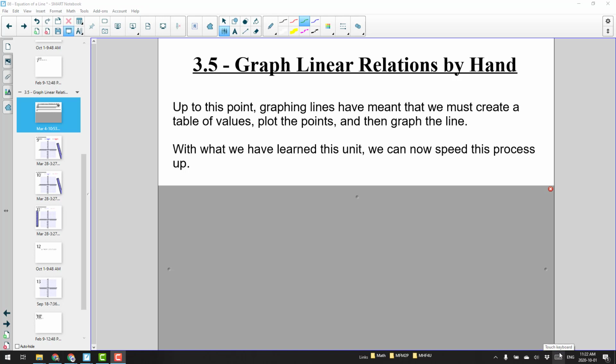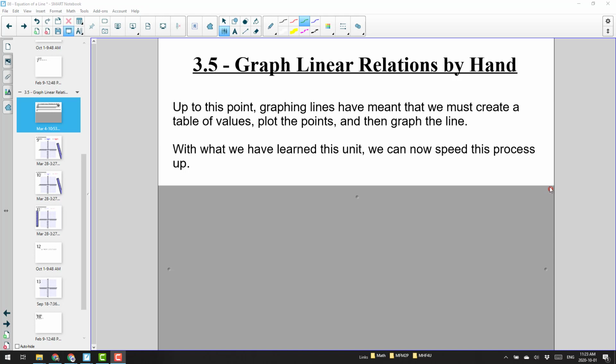What we used to do is take our equation, make a table of values, plot all those points, and then graph our line. That still works. And if you need to fall back to that method, by all means, you can do that. You will get the right answer. However, it's slow. And so let's see if we can speed things up a little bit.